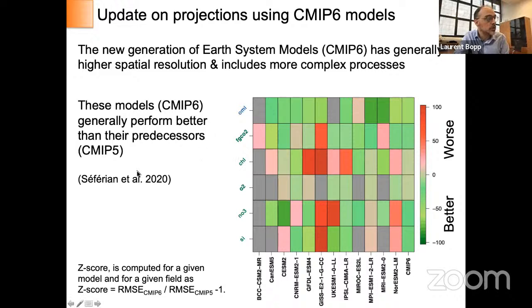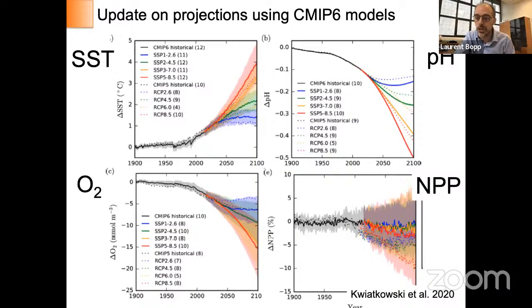But one of the conclusions of Roland Seferian here is that generally the models do perform better in CMIP6 than in CMIP5. It's not always true. You see some red boxes here, but generally the models do perform better. So there are lots of details that we could look at at the regional scale and for the different models, but that would take ages, as you may imagine. So let me go now to the projections.